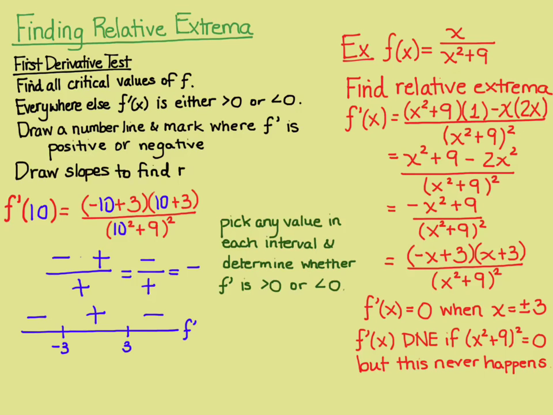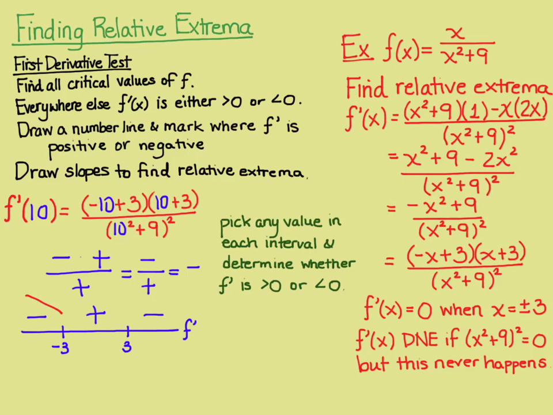The next step is to draw the slopes to see where we have relative extrema. So wherever I have a minus over my interval for the number line, I'm going to have a decreasing function, so I'm just going to draw a downward sloping line. Anywhere that I have a plus, I have an increasing function, so I'm going to draw an upward sloping line.